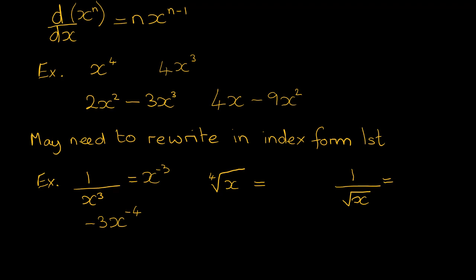In this second one, we've got the 4th root of x. So in index form, that would look like x to the power of 1/4. And when we differentiate, we're going to multiply by 1/4. If we take off 1, we'll be left with -3/4 as our power. And you might have to use both things at the same time. So 1 over the square root of x is going to be x to the -1/2. And then when we differentiate, that's going to be -1/2 x to the power of -3/2.